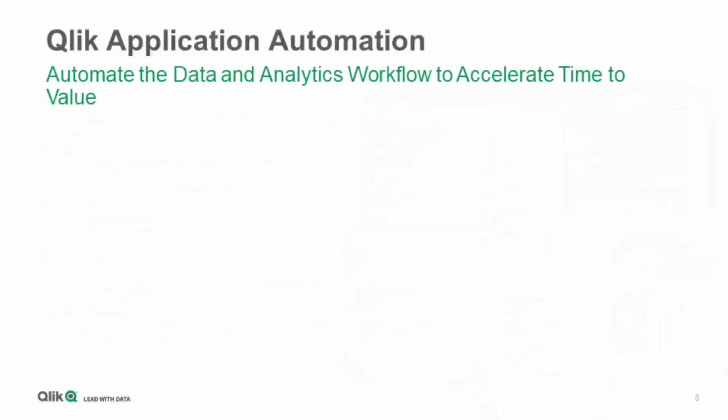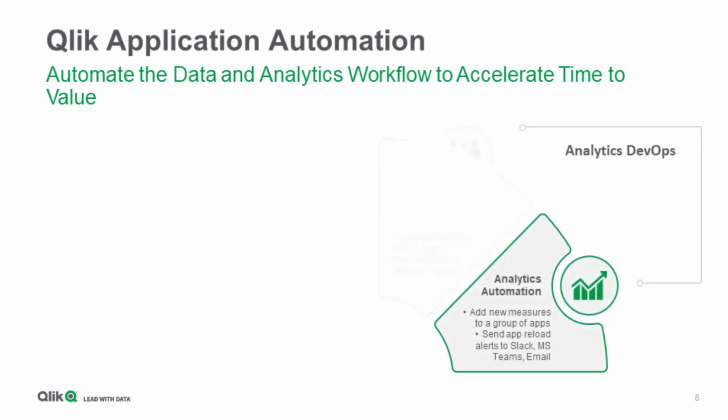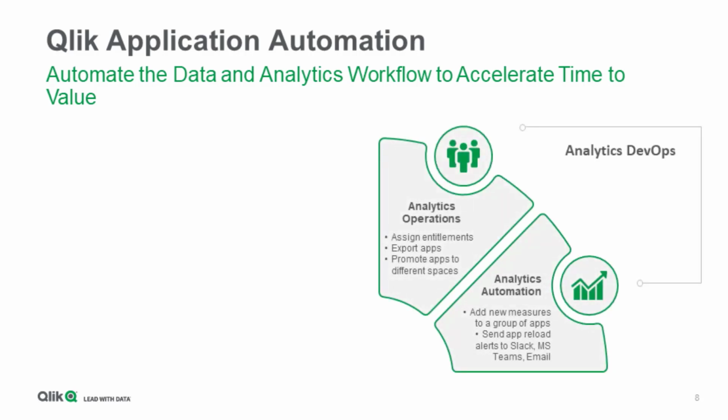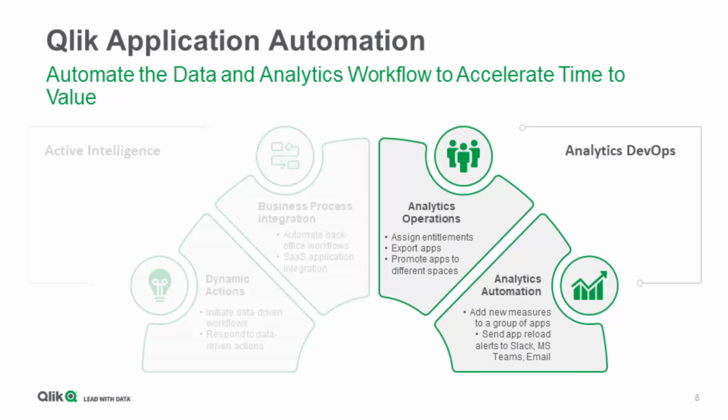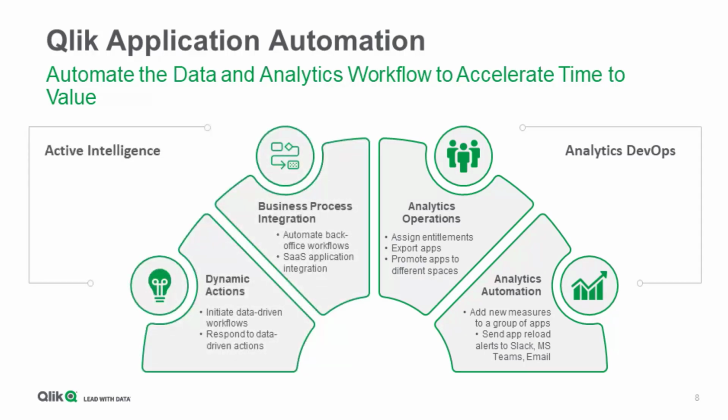A lot of what people are doing right now, since we've released Qlik application automation, is analytics automation and the analytics operations, right? Sometimes this is called passive intelligence. Okay. So there's really like 4 different types of use cases. What we want to get people to is that state of dynamic actions, right?